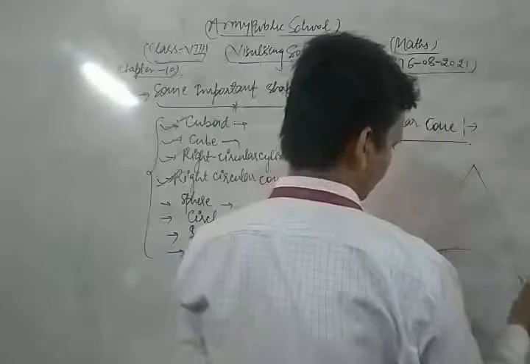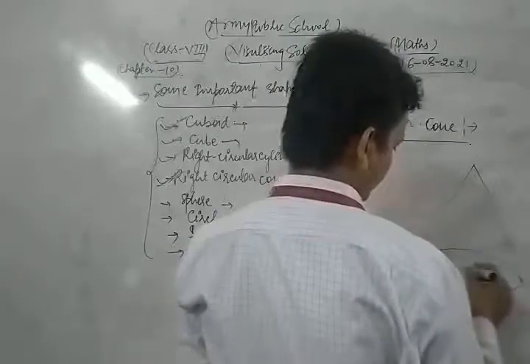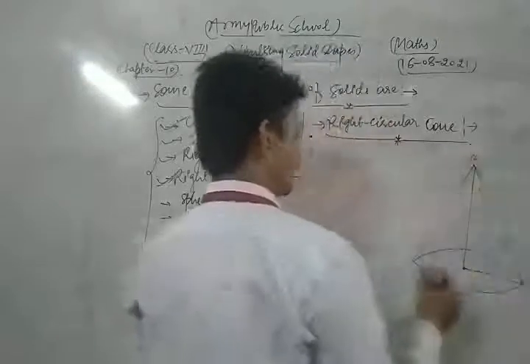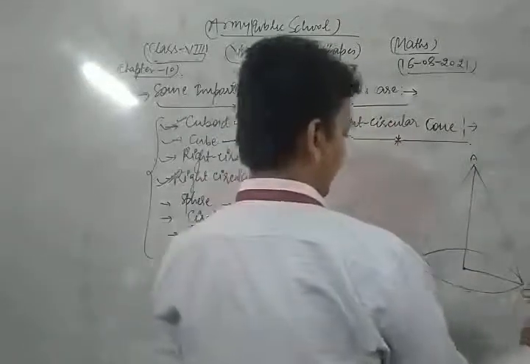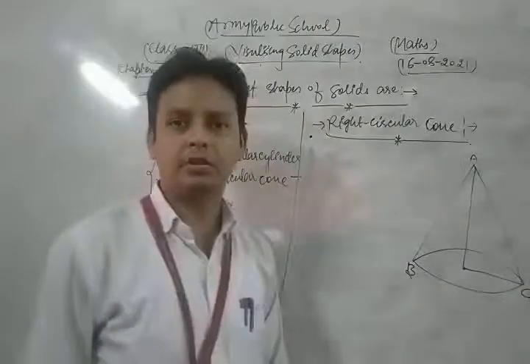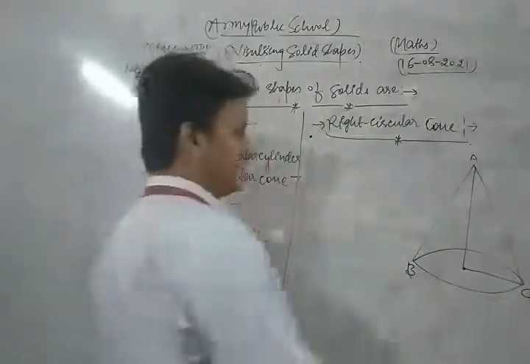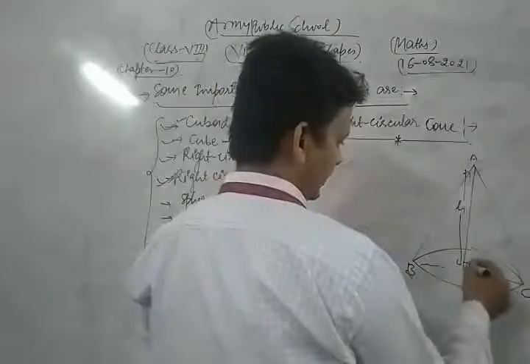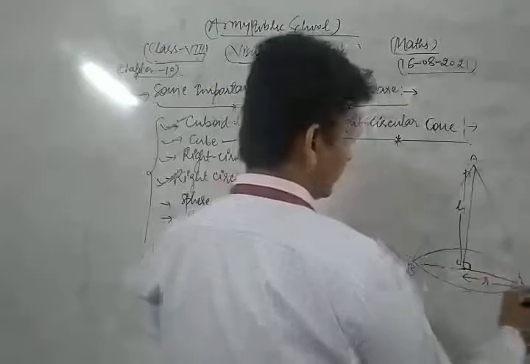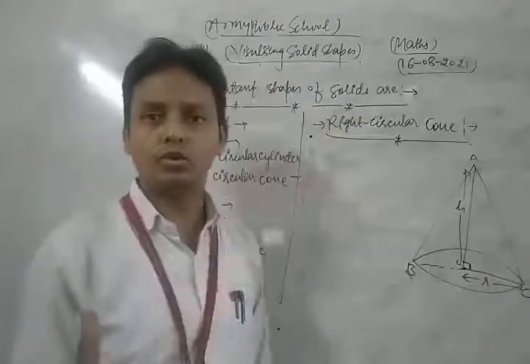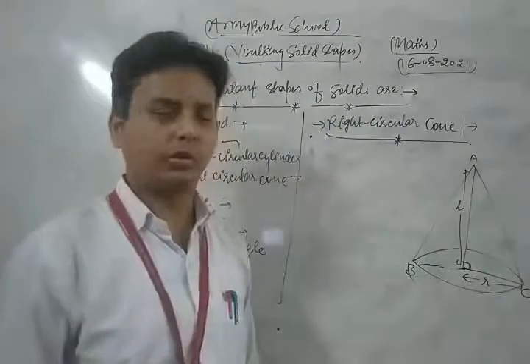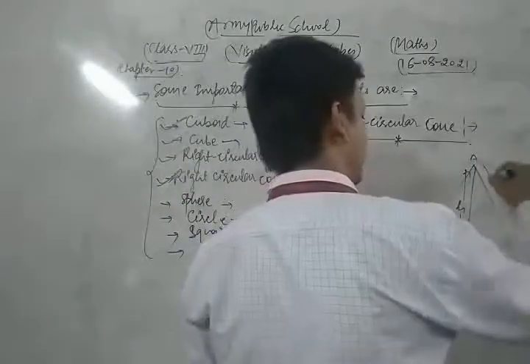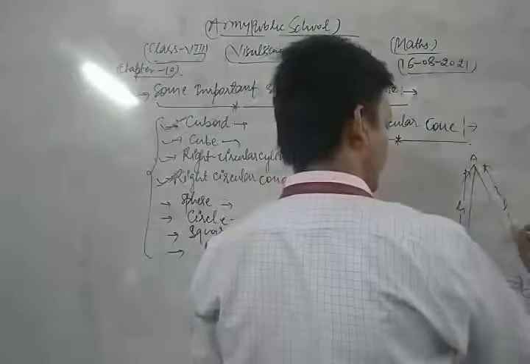Look, this is the base, this is the height, and here A, B, C is the shape of the cone. Here this is its perpendicular height h, and this is r, the radius of its base. The base of the cone is in the form of a circle. Okay, and AC is the slant height of the cone.